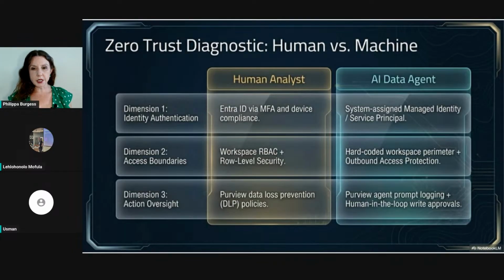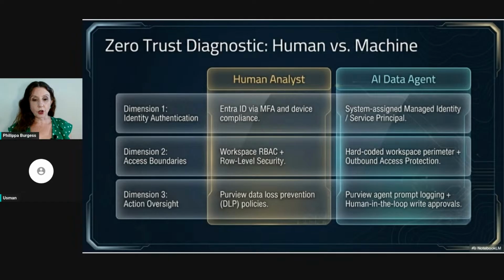And so zero trust diagnostics, human versus machine. Dimension 1, identity authentication. Dimension 2, access boundaries. Dimension 3, action oversight. So your human analyst uses Entra ID via MFA and device compliance, but your AI data agent can use system assigned managed identity and service principal. Your human analyst has workspace RBAC and row level security, so a hard-coded workspace perimeter, outbound access protection. And Purview also enables data loss prevention, so DLP policies. And with your AI agent, Purview agent, prompt logging, and human in the loop write approvals.